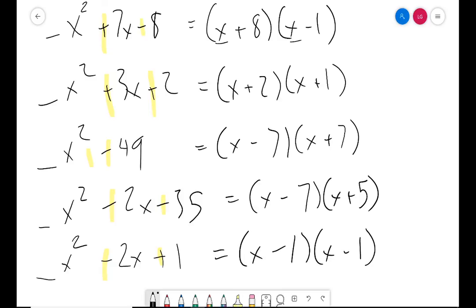I highly, highly suggest doing a lot of these and just becoming very, very familiar with what you're doing. Remember, in each case, we are undoing a distribution. We are writing an equivalent form with a distribution. You notice that all my factorings are two lines multiplied together.